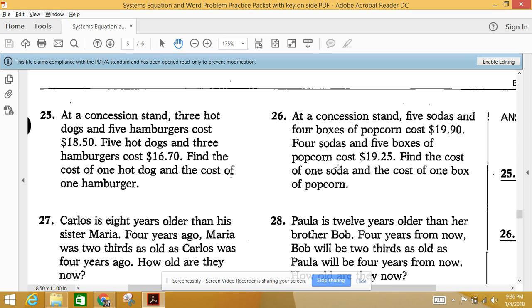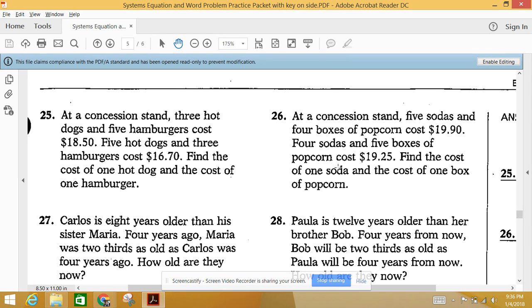Assuming you paused it and you just came back, I will do the setup and see if we agree. So we have two situations. One situation, someone bought 3 hot dogs and 5 hamburgers, and that cost $18.50. Another situation, someone bought 5 hot dogs and 3 hamburgers, which cost $16.70. Now, we don't know the cost of a hot dog or the cost of a hamburger. That's the thing we want to find out.